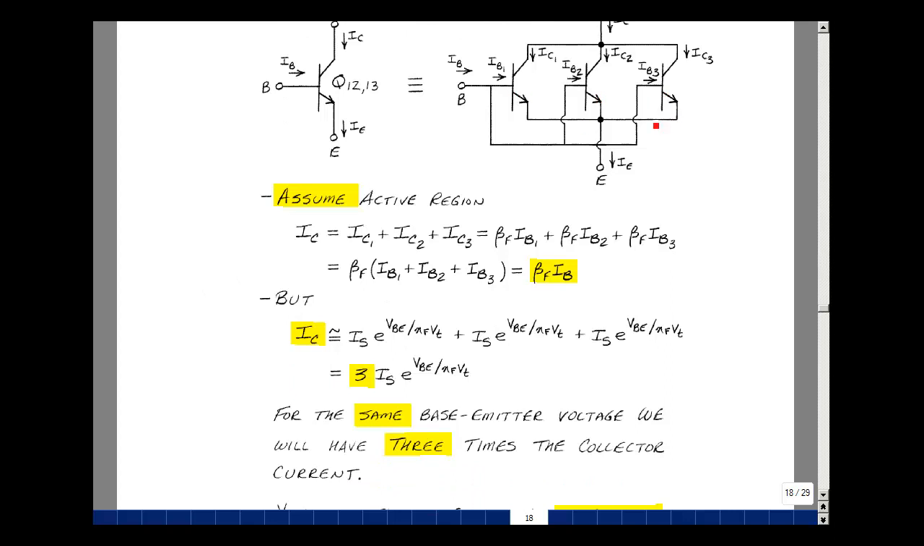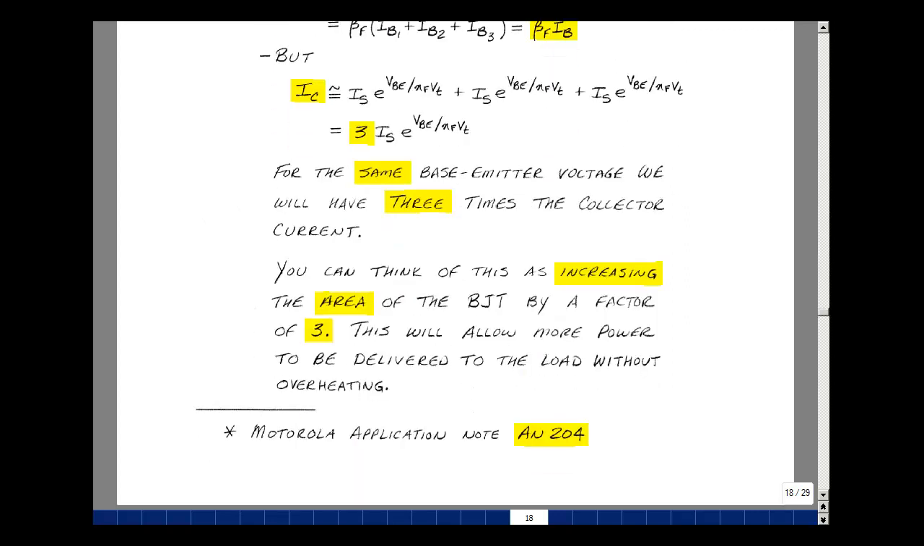What this will allow us to do is to take the current that's coming in here and distribute it between 3 transistors, and thereby distribute some of the heat associated with each of the transistors as it's pulling a current through it with a voltage across it. You can think of this technique as increasing the effective area of the BJT by a factor of 3. In reality, that's how they make it. They make it 3 times bigger. And the value of I sub S actually scales with the area of the transistor.